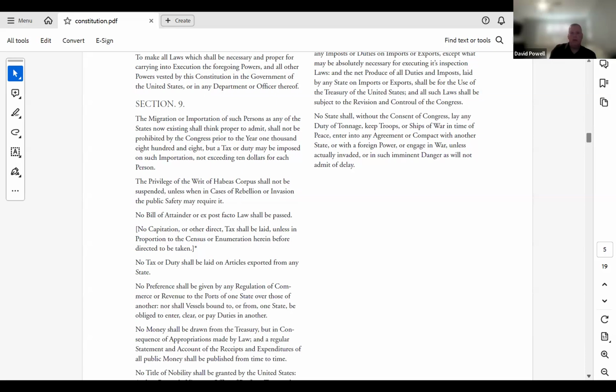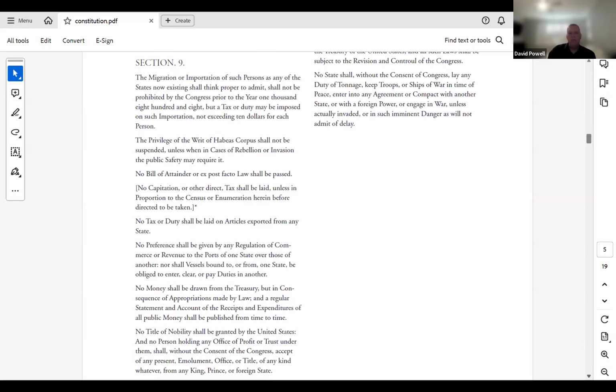Here are the limitations. Another really important limitation here is that Congress may not draw money from the Treasury, but in consequence of an appropriation. This is what's called the Appropriations Clause. It means that Congress must appropriate money before it can spend the money. Appropriation is just the process of saying this is how the money will be spent. So they have to tell us how the money is going to be spent before they're able to go out there and actually draw that money from the Treasury and actually spend that money.